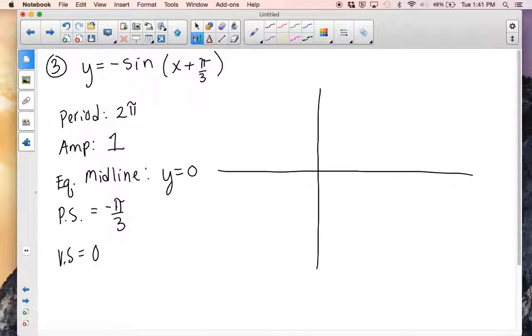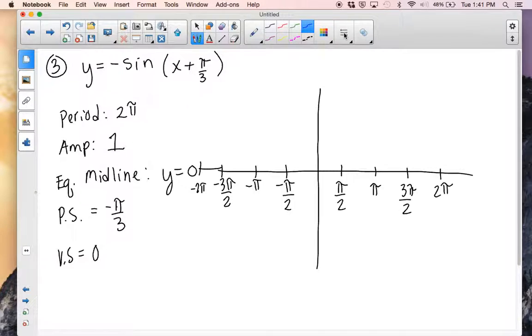So I'm going to come over here. I'm going to take my period and divide it by 4. So we've got our normal pi over 2, pi, 3 pi over 2, 2 pi, negative pi over 2, negative pi, negative 3 pi over 2, and then negative 2 pi. Now here's the trick. There is a phase shift of negative pi over 3. So instead of having your point at 0, it's shifted to the left, negative pi over 3.